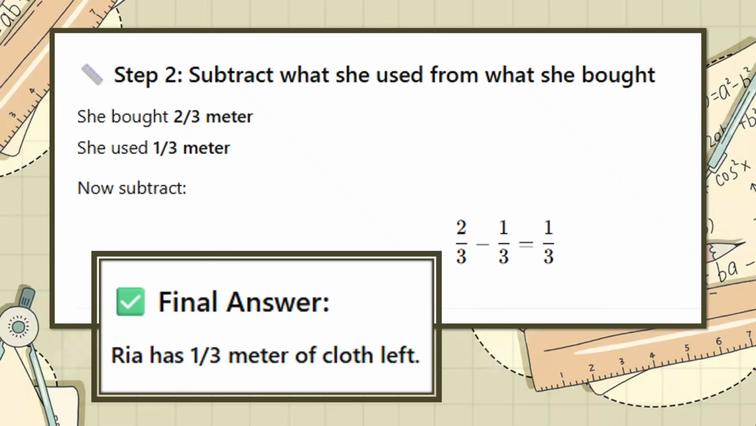So subtract what she used from what she bought. She bought 2/3 meter of cloth. She used 1/3 meter of cloth. Now subtract: 2 over 3 minus 1/3 is equal to 1/3. So Ria has 1/3 meter of cloth left.